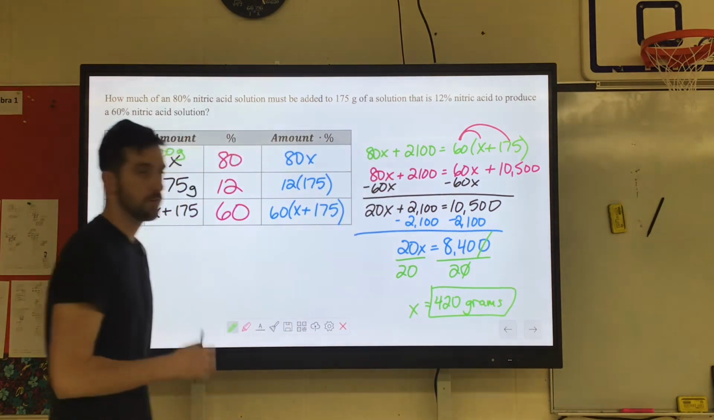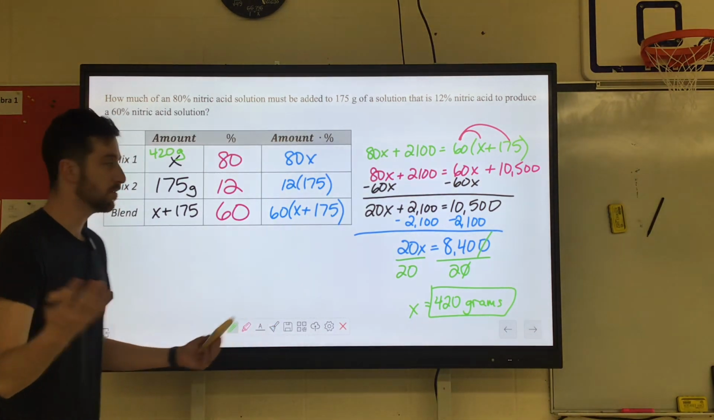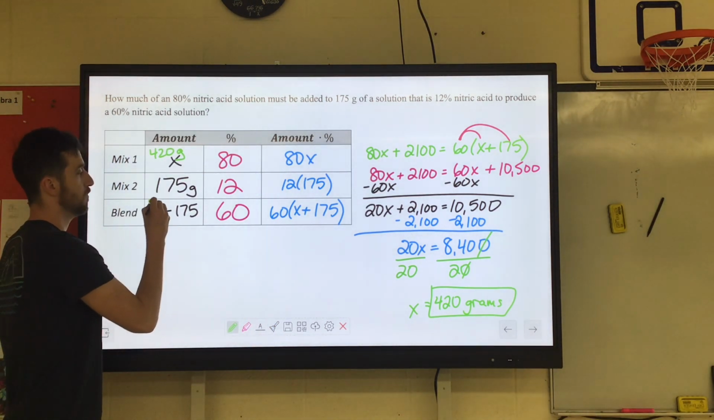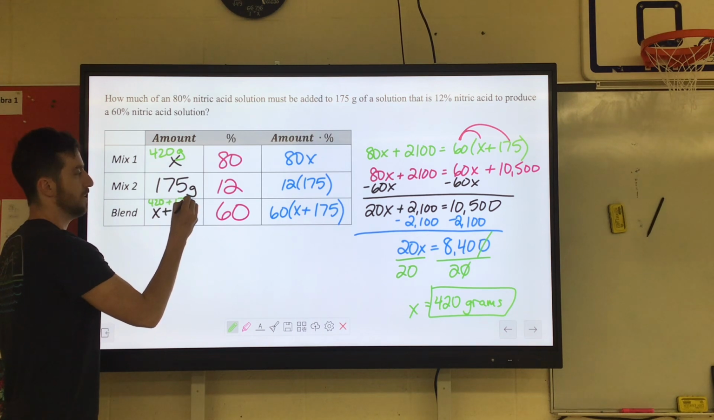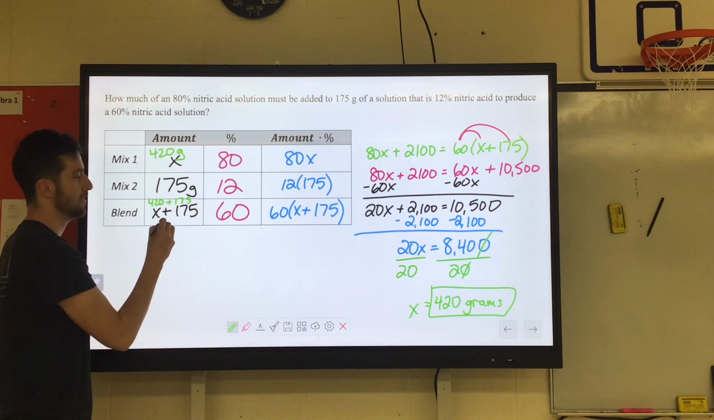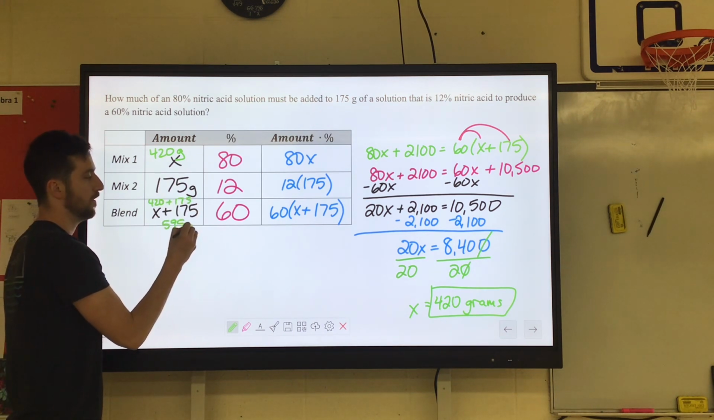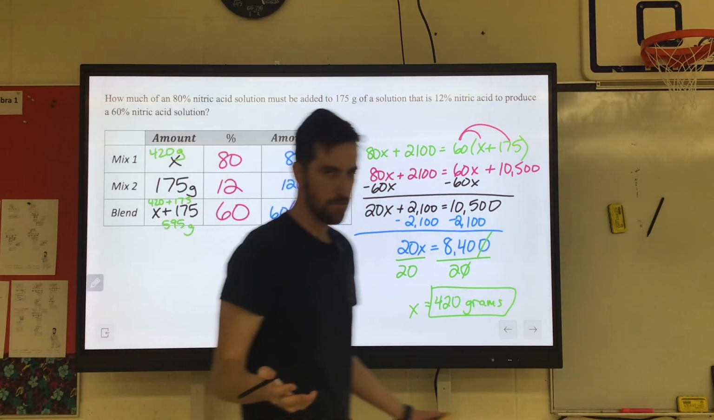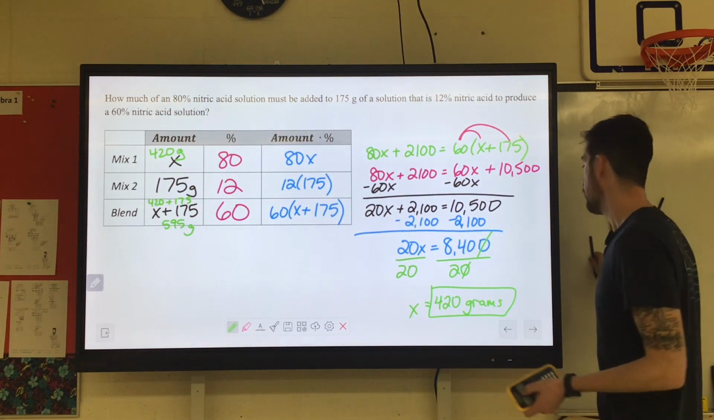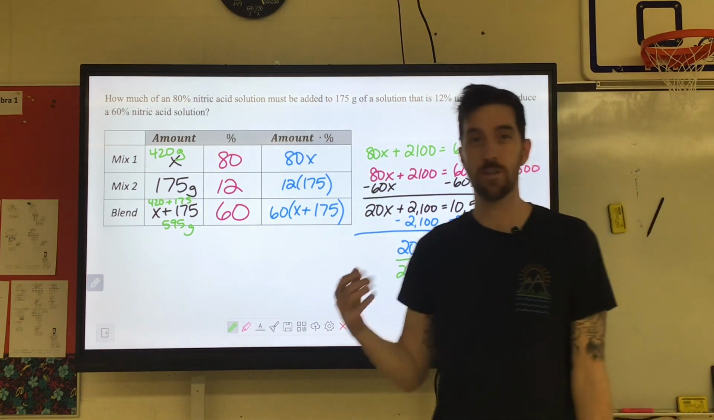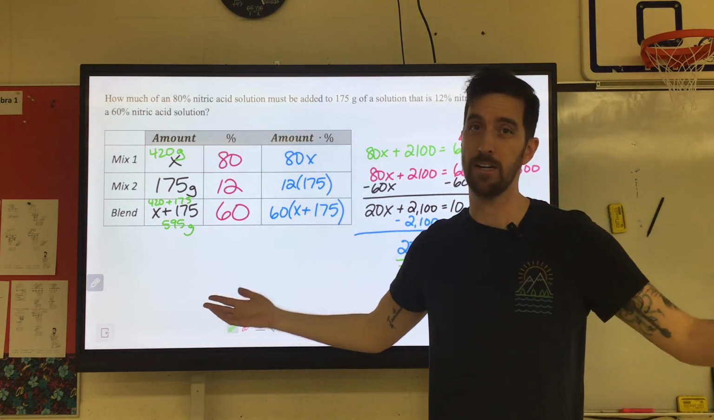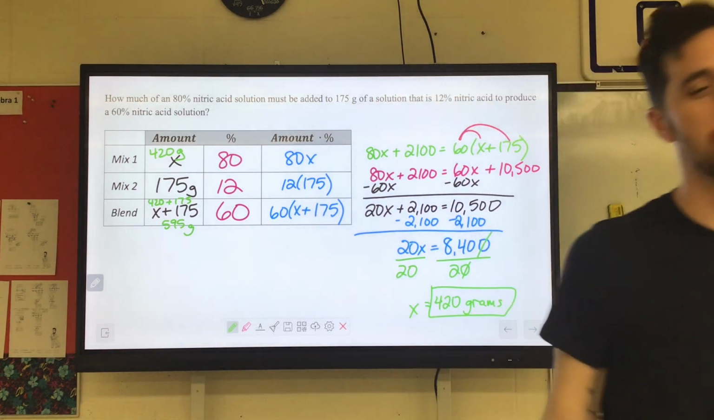If they said how many grams are in the full amount in the blend, you would just have to do 420 plus the 175. But they didn't ask us that. They're nice. That would be 595 grams. They didn't even ask though. So that's it. We're going to try some of each of these 3 types of problems. You got it. I know you're going to be pros. I know this. Come on.